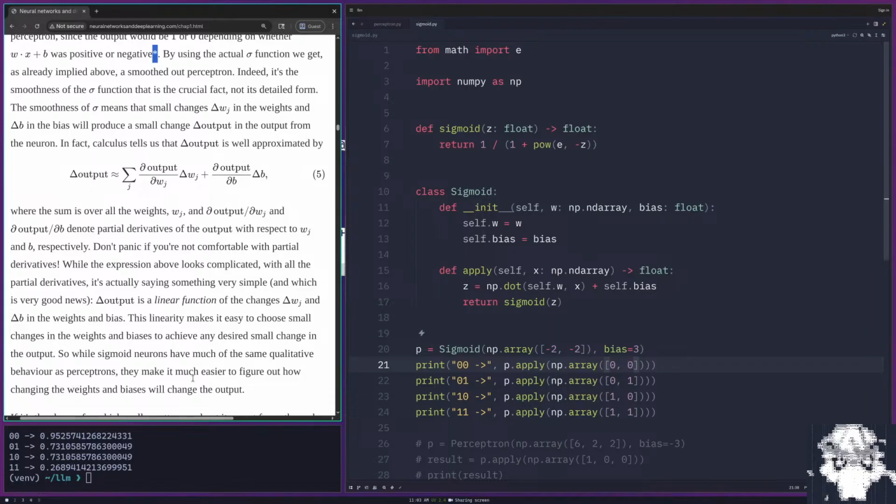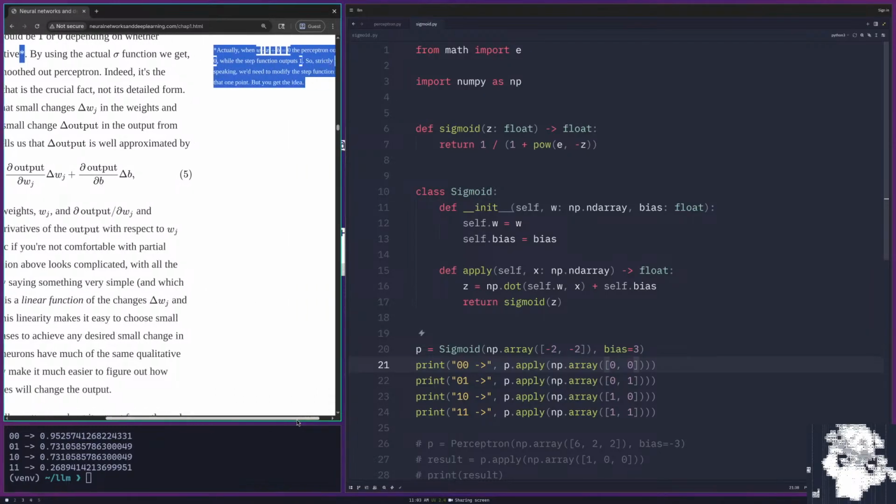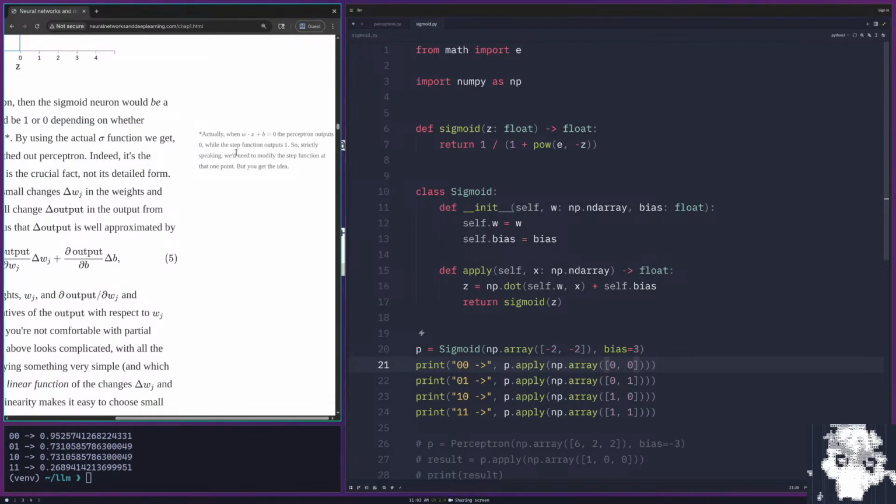There was a footnote here that I don't want to miss. Actually, when w dot x plus b equals 0, the perceptron outputs 0, while the step function outputs 1. So strictly speaking, we need to modify the step function at that one point, but you get the idea.